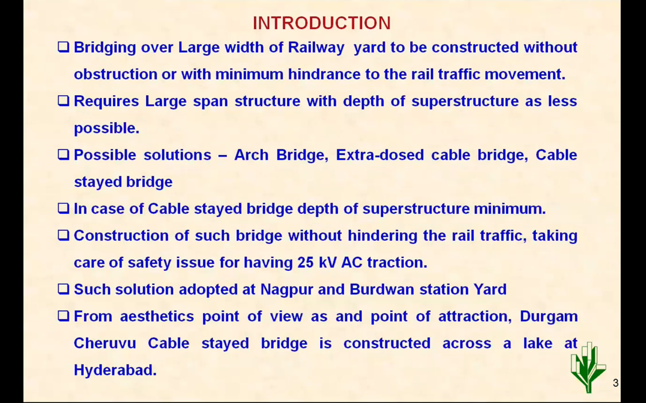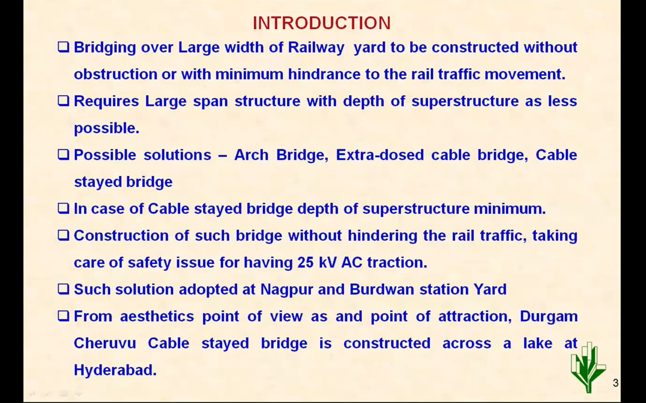So bridging the large width of a railway yard without obstructing or hindering rail traffic requires a large span. There is another requirement also. We can build a large span, but we have to keep the depth of the structure very small. Otherwise, the approaches on either side of the railway yard will go longer. And generally in a city, the space availability is very little. So we have to keep in mind that the superstructure depth has to be minimum and the span has to be larger.